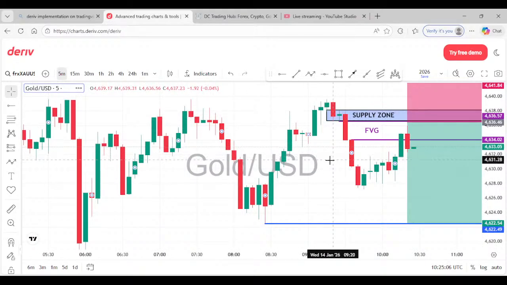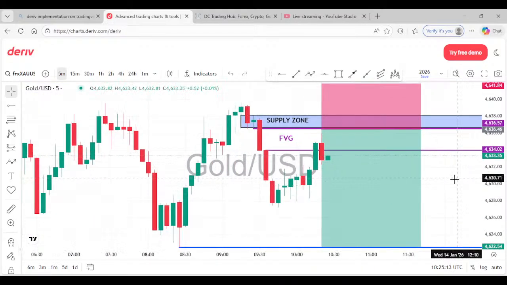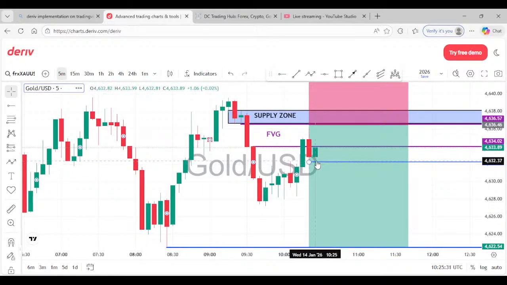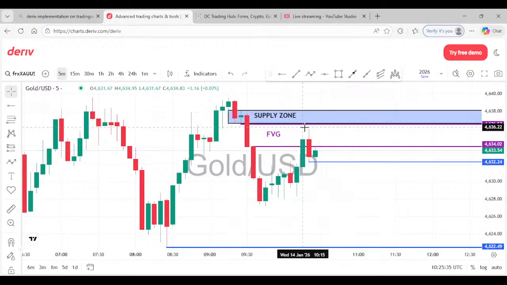Do we have a signal? Crash 500. Let's just be patient here. I'll put an entry here. If price drops and comes below this level, I'm going to enter a sell. For now, let's just wait and see. If price closes below this level, I'll enter a sell.